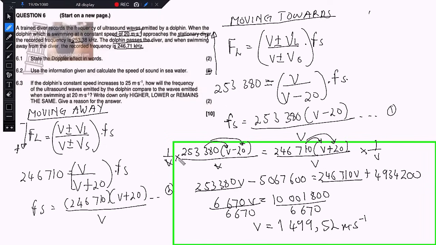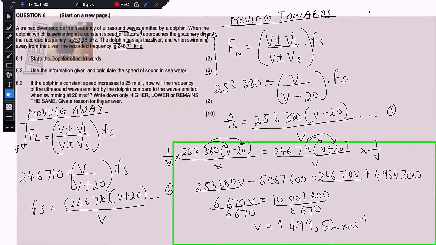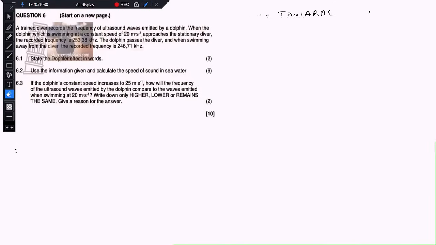Awesome. Okay, so all that for 6 marks. We can see how you were supposed to work that out as a simultaneous equation. You make Fs the subject of the formula in both equations, and then you just have to equate those two equations. Then from that point, it's just your math skills.